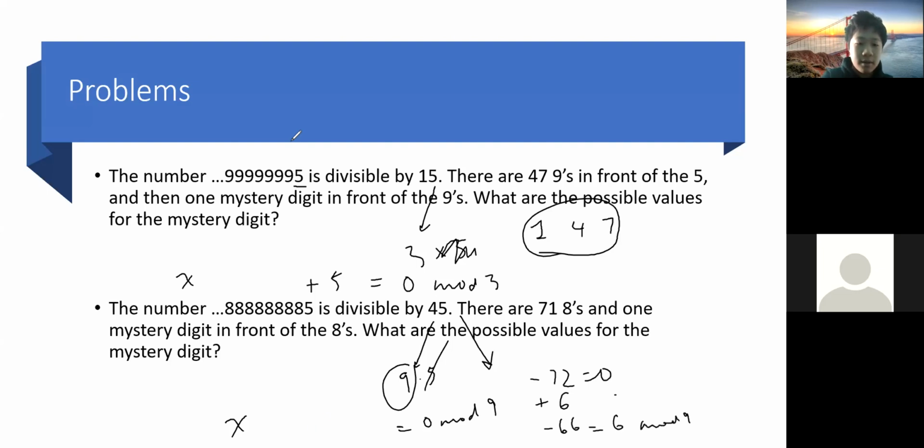We add 6 then. So for which digits is x plus 6 equal to 0 mod 9? We got 3. 3 plus 6 is 9. What about 18? X plus 6 is 18, so x is 12. Well, 12 can't be a digit. So that means 3 is the only value. And that's the answer.